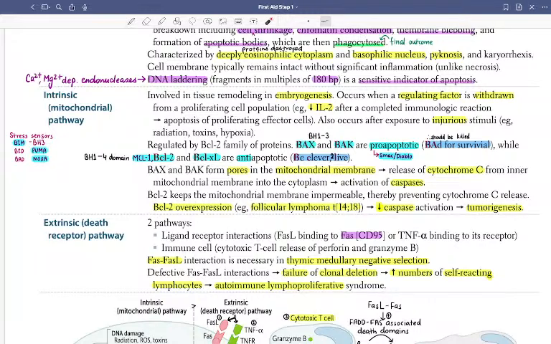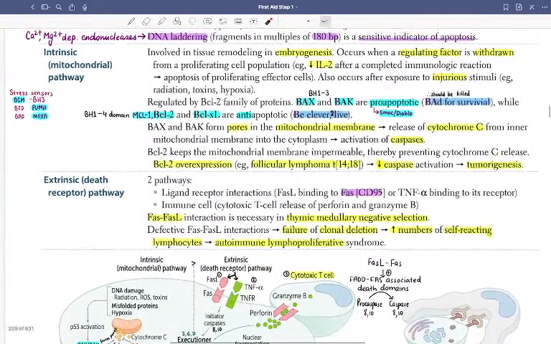Calcium dependent endonuclease, DNA laddering. This is very important. Calcium magnesium dependent endonuclease causes DNA laddering, fragments in multiples of 180 base pairs, a sensitive indicator of apoptosis. DNA laddering, we'll come across it.